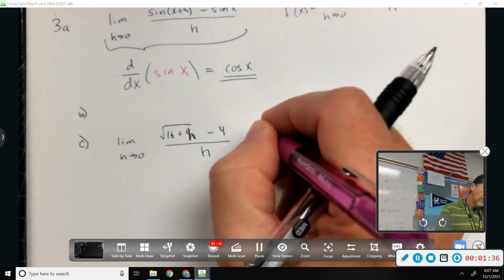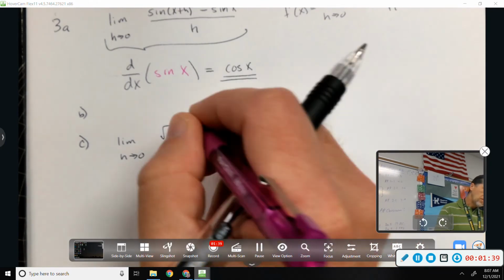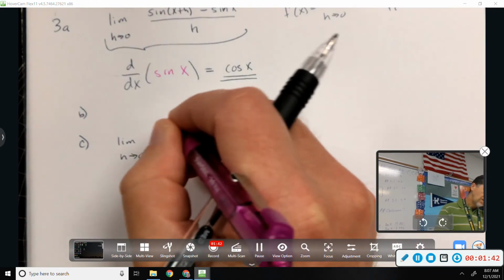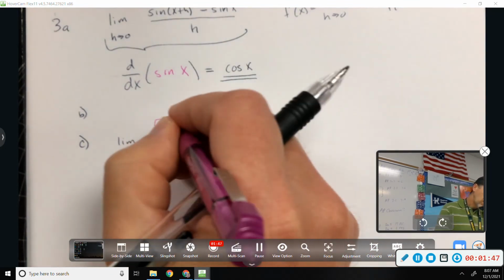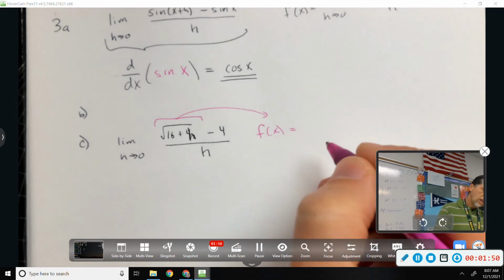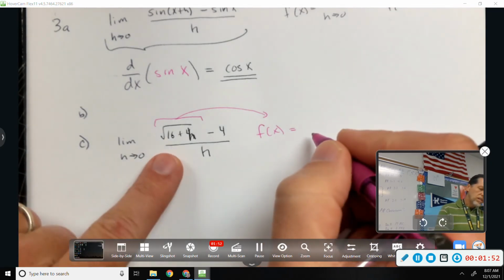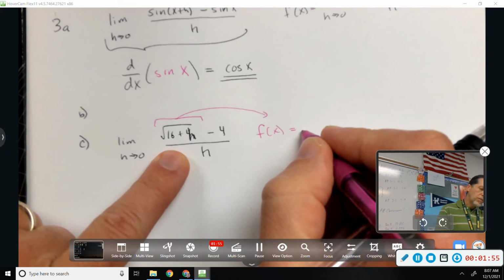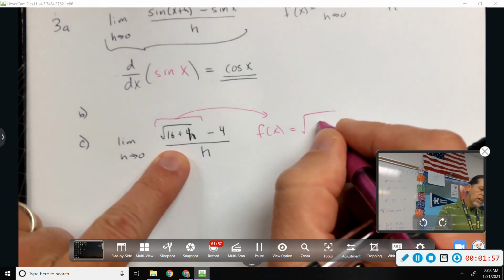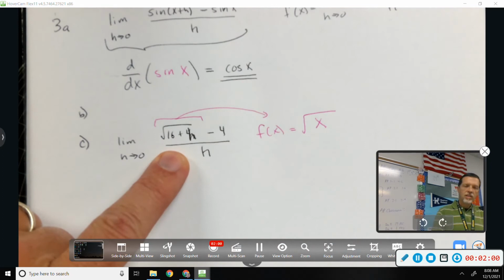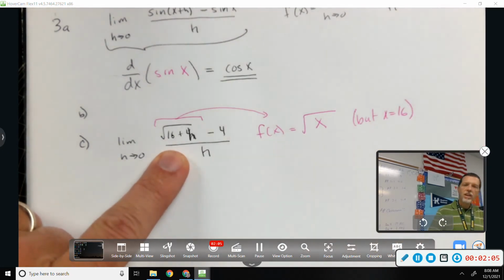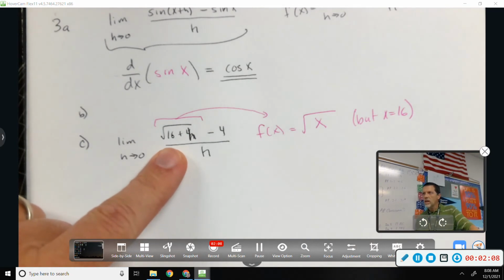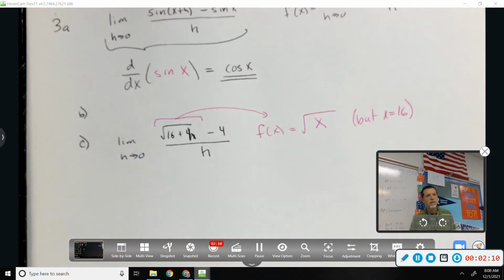What do we think f of x is for this one? It might help to look at this piece of it. This looks like f of x would be the square root of x, but x equals 16. It's like they've plugged a value in there. Actually, this one you could do an algebra way, but we don't really want to do it the algebra way.